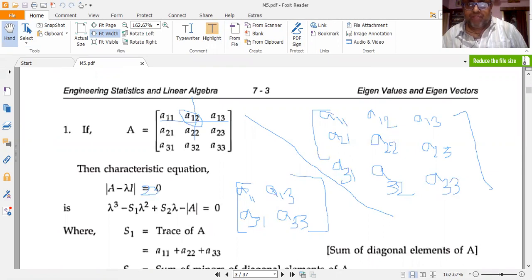Now let me calculate the minor of the third principal diagonal element. So A33 is the element corresponding to third row and third column, isn't it? A33 is the element corresponding to third row and third column. So delete the third row and the third column.